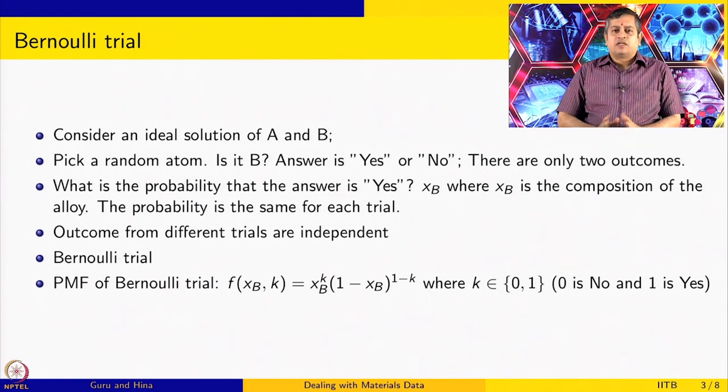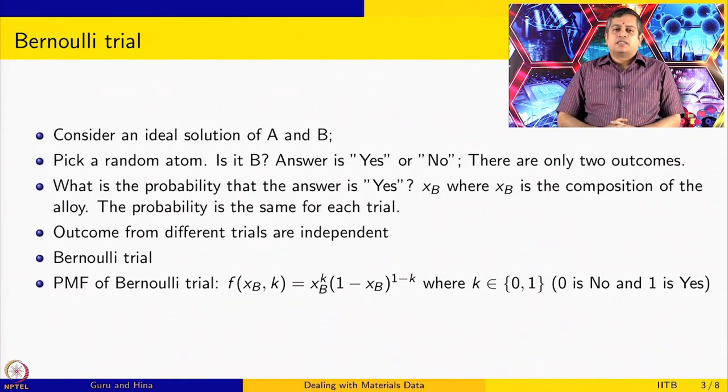But success and failure are within quote marks, because suppose your interest is not in B atoms but in A atoms, then finding B atoms will be considered as a failure and finding A atoms will be considered as a success. Because there are only two outcomes, success is complement to failure and failure is complement to success.